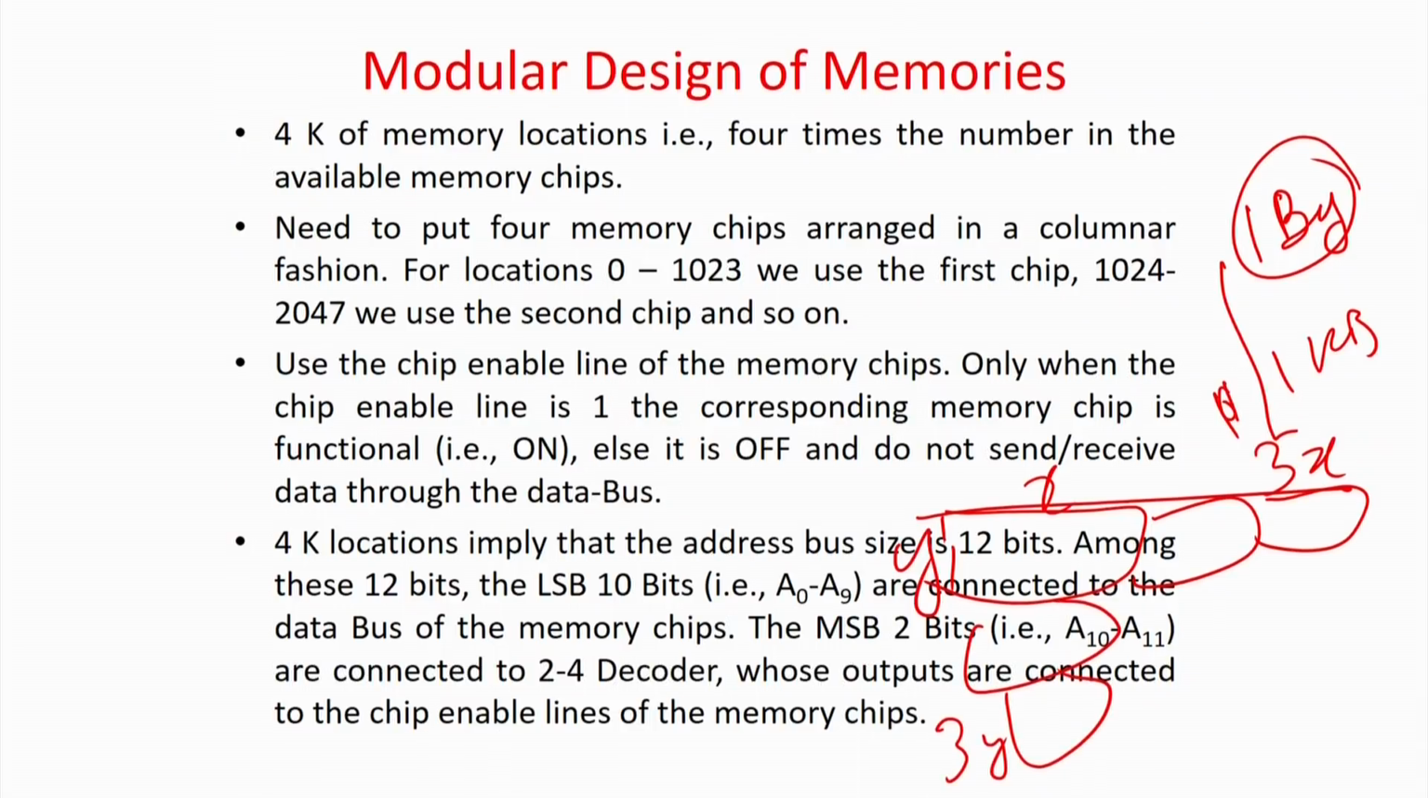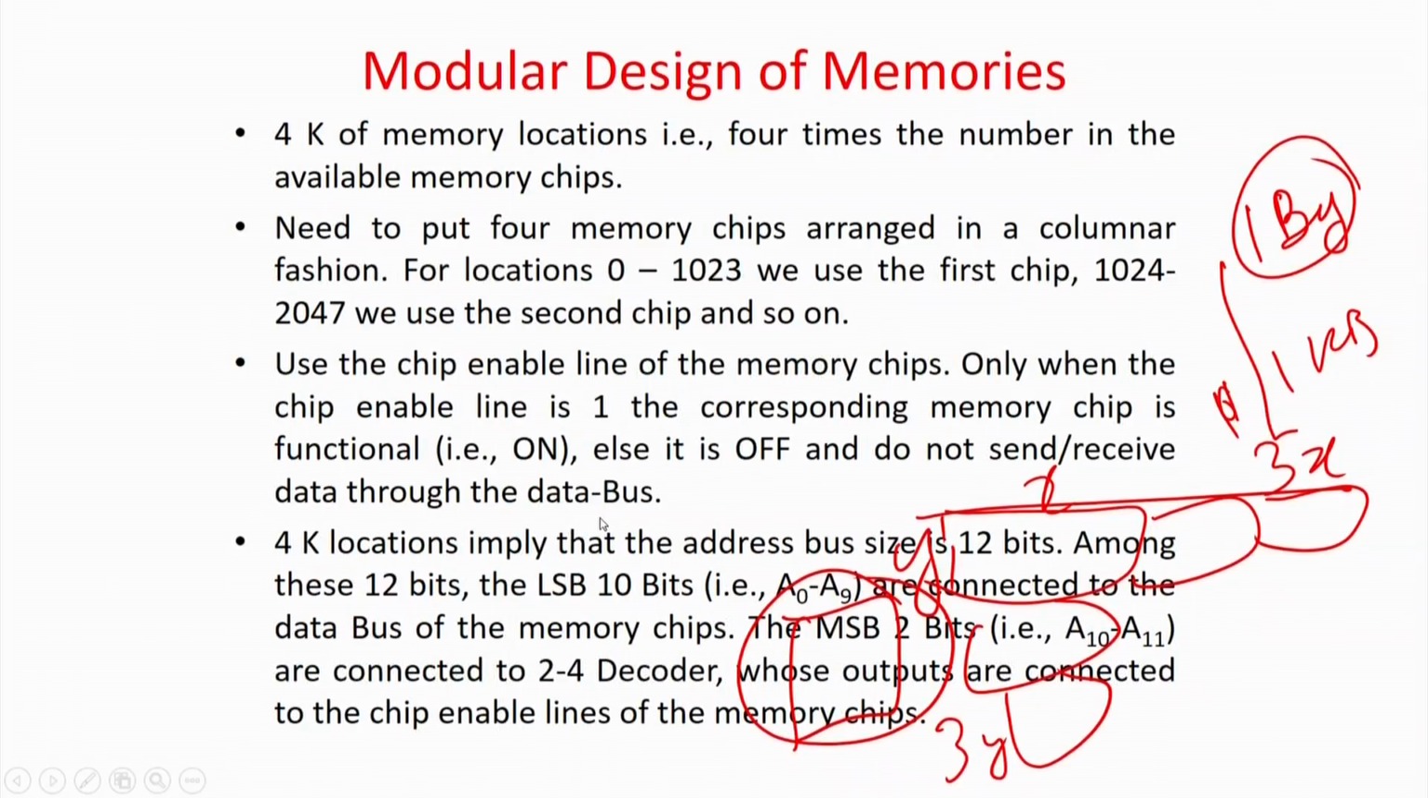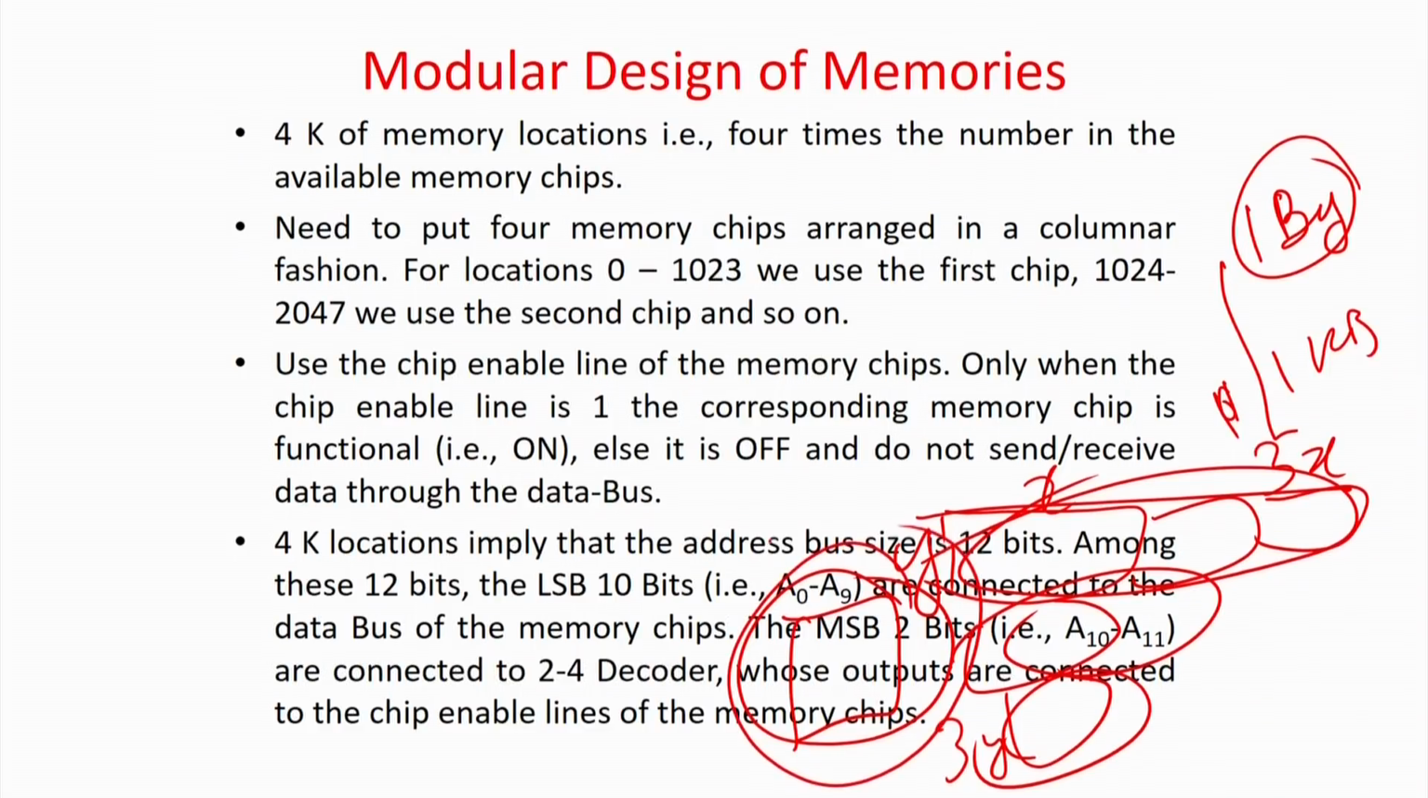Very straightforward. The only thing is that you have to appropriately put a 2:4 or whatever is required as a decoder, which will select the appropriate row, this row or this row or this row, depending on the memory accessed. So, all the LSBs are generally fed to all the memory chips and the MSBs are kept for the decoder. So, that is the idea.